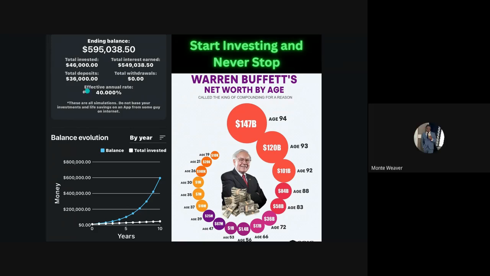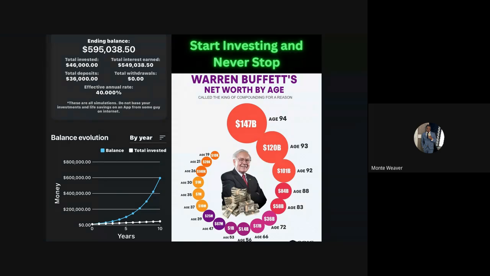Okay, cool. Next, start investing and never stop. This is the blueprint that I'm personally following, just to let you guys know, right? So Warren Buffett, age 19, he was worth 10K, 21, 20K, 26, 140K, right? But let's skip to age 47, where he was worth 67 million, and then 6 years later, he was worth $1 billion, right? What an increase in net worth from compound interest.